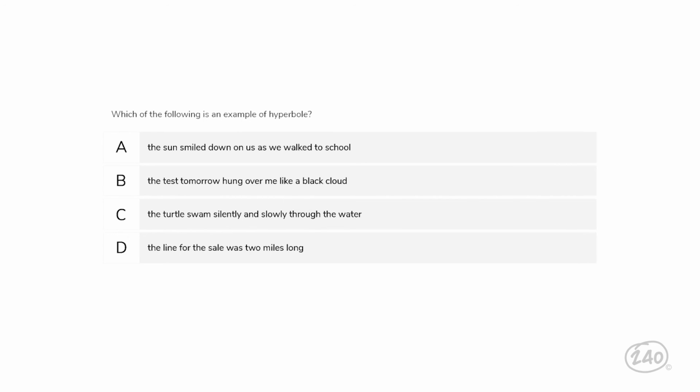Our next course on the menu is types of text, and I'll be serving that with a side of figurative language today. Bon appetit. Which of the following is an example of hyperbole? Ooh, hyperbole wasn't on the list of stuff that we went over, but let's give it our best shot.